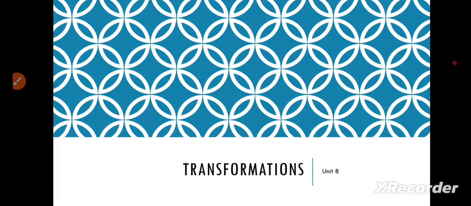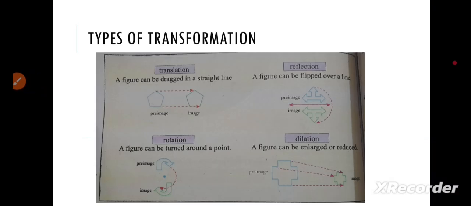We'll learn about transformations. There are four basic transformations: translation, reflection, rotation, and dilation. What happens in translation is that we drag the image either left, right, or in any direction. In reflection, we see a flipped image like a mirror.